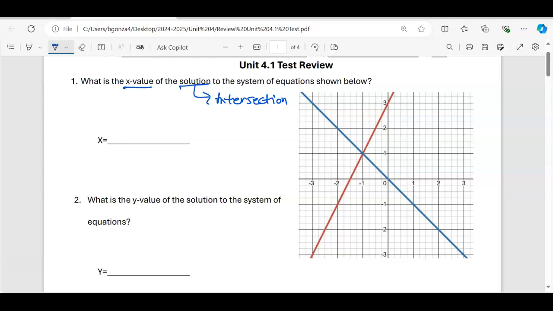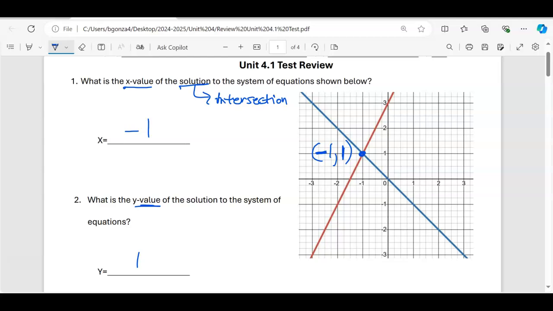All right, so see that they intersect right here. Now the x value is straight down to the x-axis at -1. The y value is +1, so it's -1, +1. So number 1 is asking for the x value, number 2 is asking for the y value. So it's -1, +1, right?